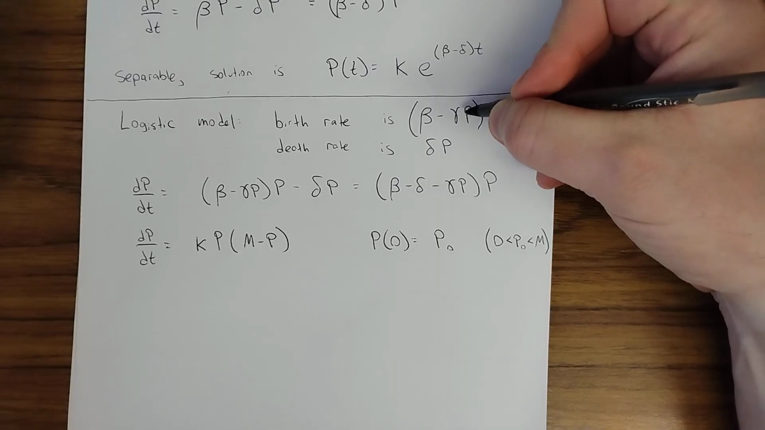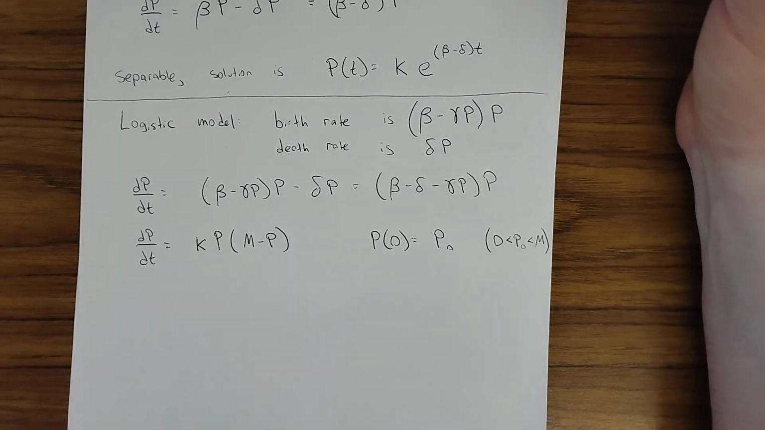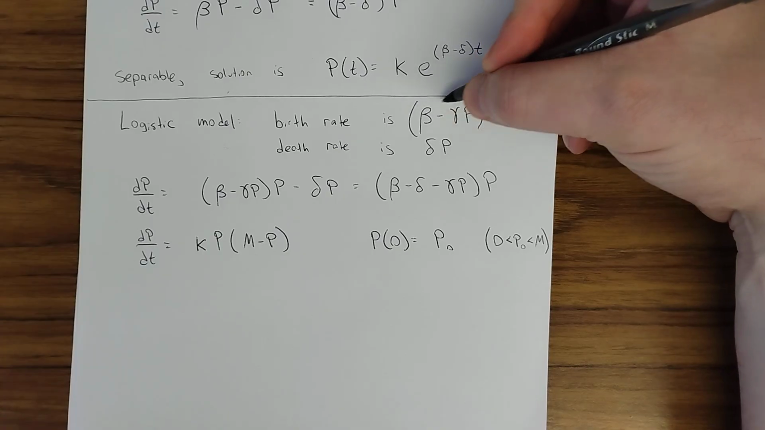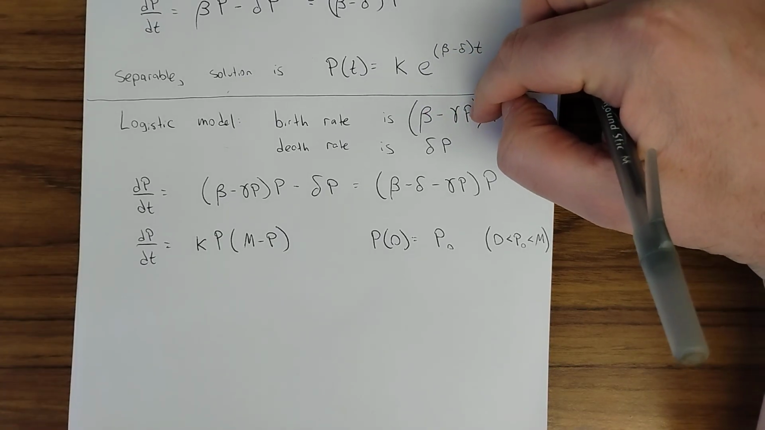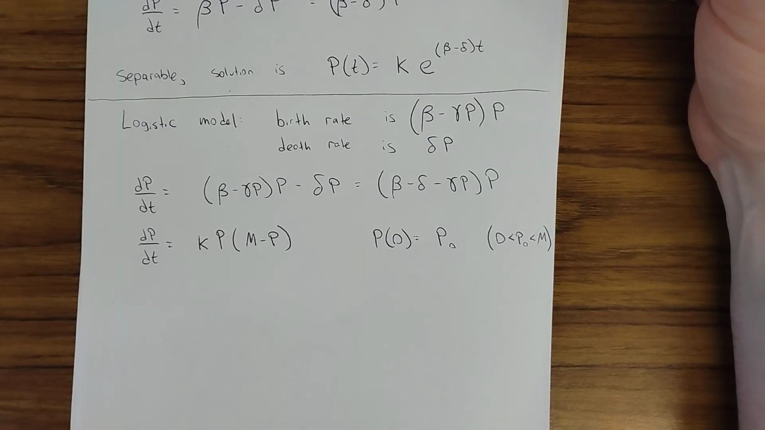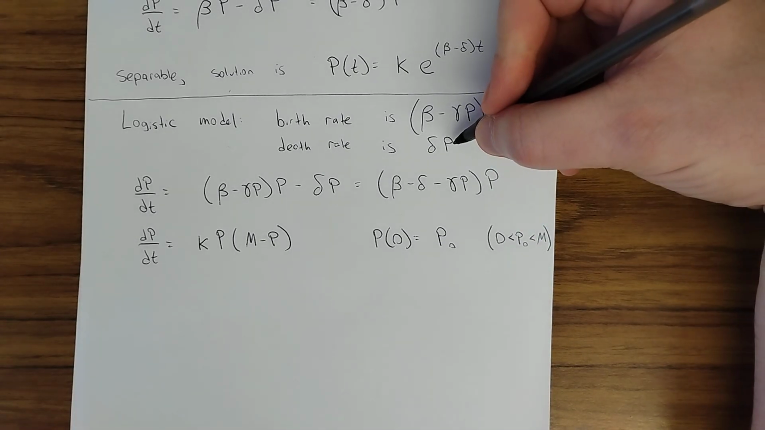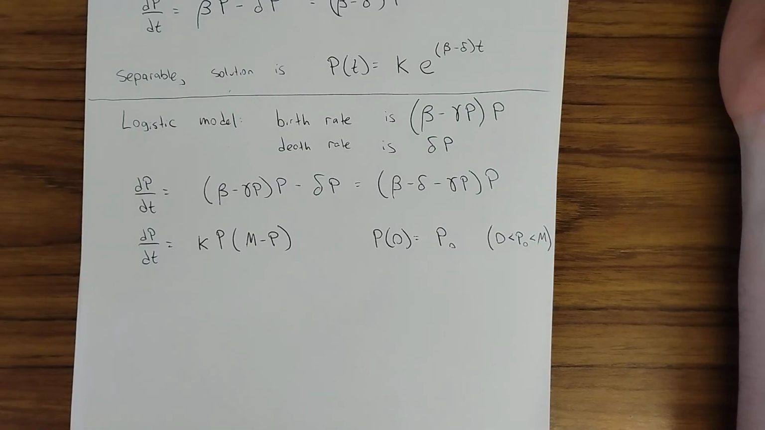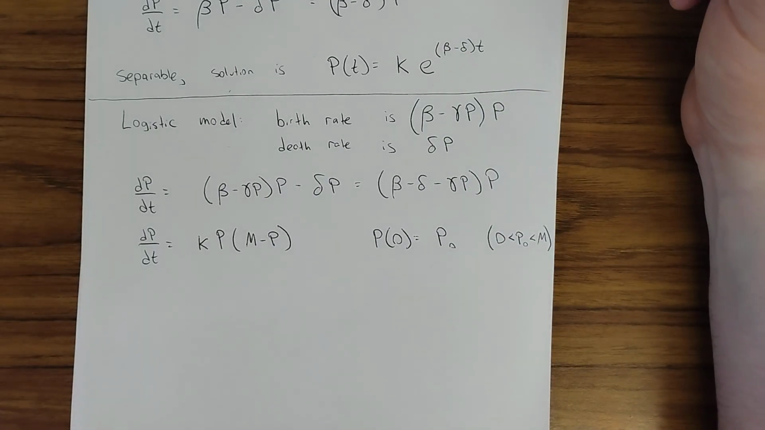So I'm introducing a new constant. I guess I'm just using the Greek alphabet, so I chose gamma. So instead of just a beta here, I wrote something that gets smaller as P gets bigger. So that's the minus gamma times P. And then the death rate, realistically, that's not a terrible assumption that it's proportional to P.